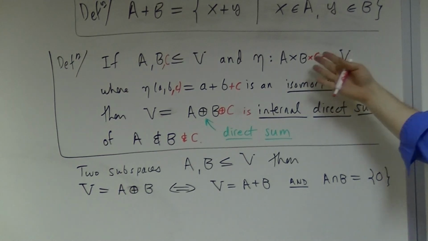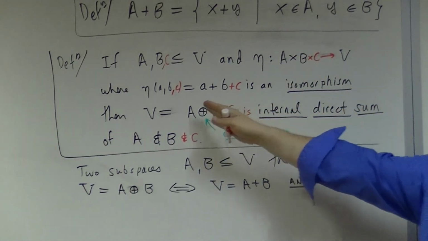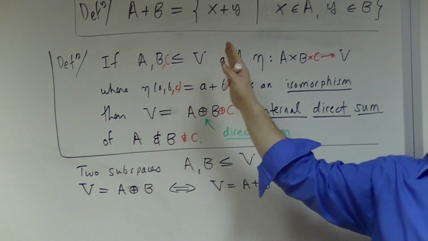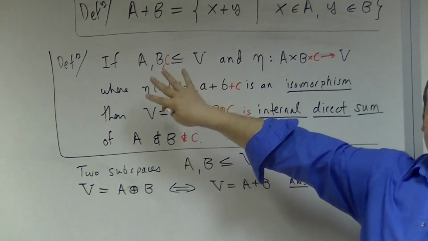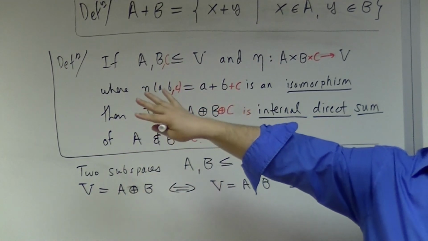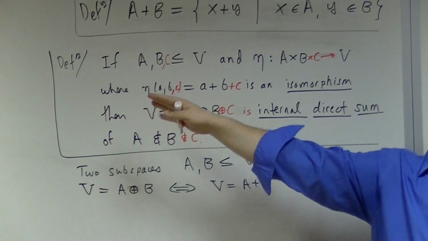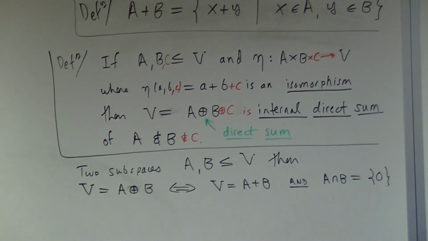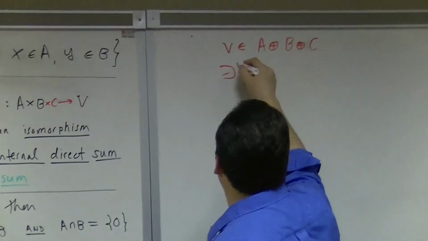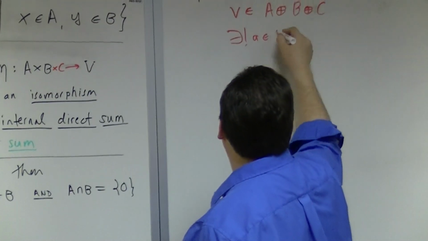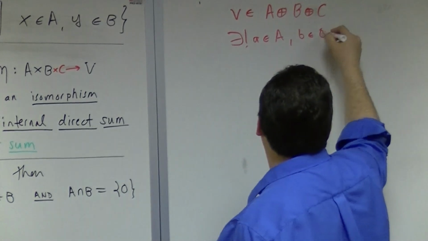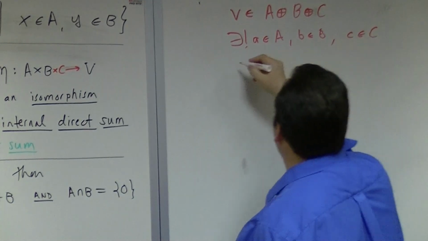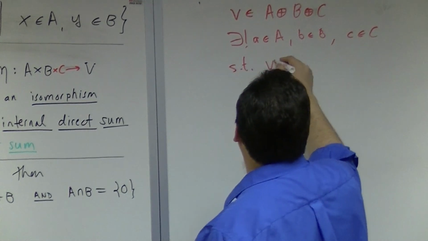I'm saying this should be the definition: this mapping, eta of (A, B, C), equal to the sum A plus B plus C, being an isomorphism. That would mean that for everything in the direct sum of A, B, and C, if you give me V, an element of A direct sum B direct sum C, there exists a unique A in A, B in B, and C in C such that they all add up to V. Exactly.